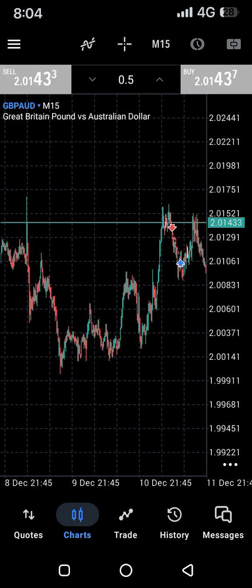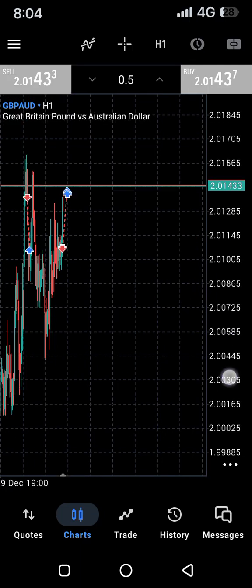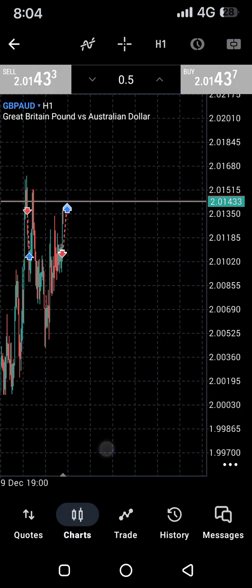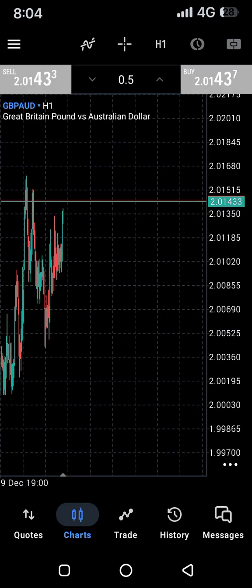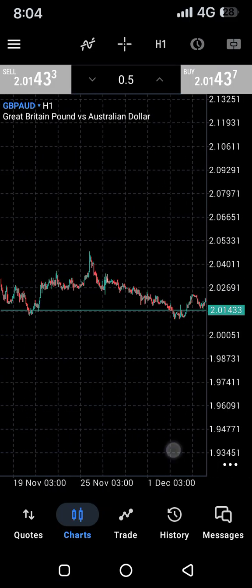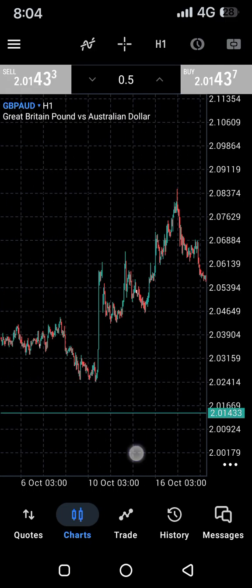So I'm going to be explaining as gently as possible how to trade ICC on this pair here, GBPAD. Okay, so we're going to be trading ICC on GBPAD, but we're just going to be using the levels.